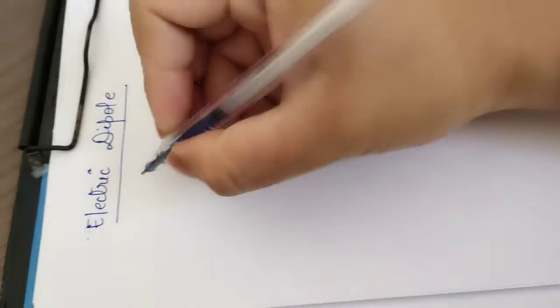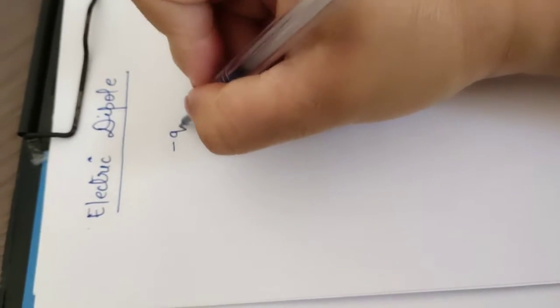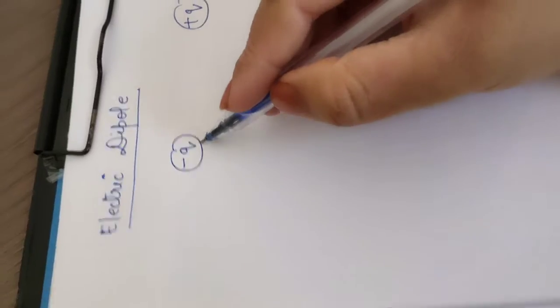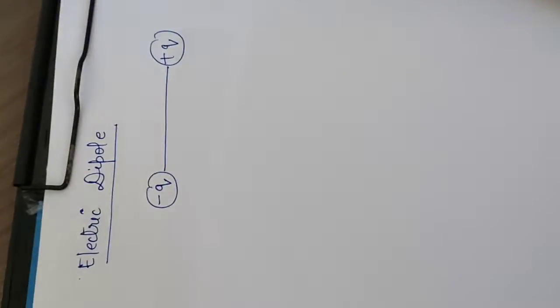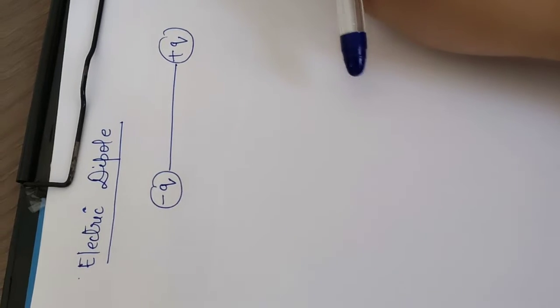Good morning, students. Today we are going to discuss electric dipole. Suppose we have a system in which we have two charges, say minus q and plus q. That means two charges of equal magnitude but opposite signs separated by a very small distance. Then this system is called an electric dipole.